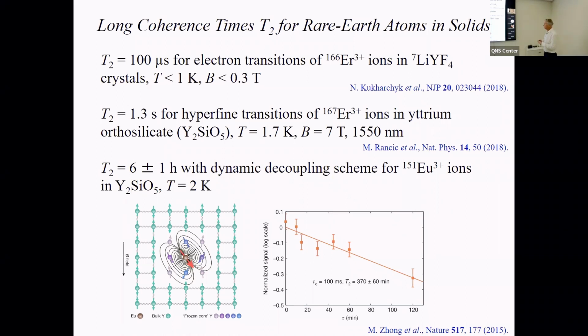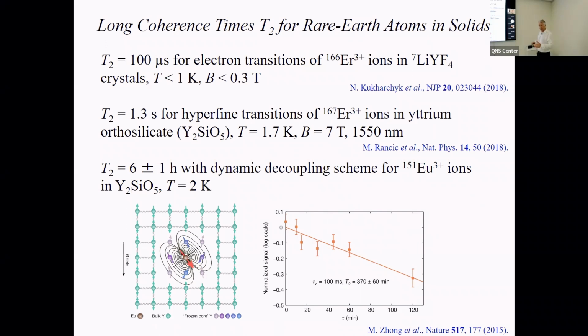And these erbium atoms are dissolved as single impurities in such a crystal. And if you measure at magnetic fields below 0.3 Tesla and at temperatures below 1 Kelvin, they get coherence times which are in the range of 100 microseconds. This is for the electron spin.